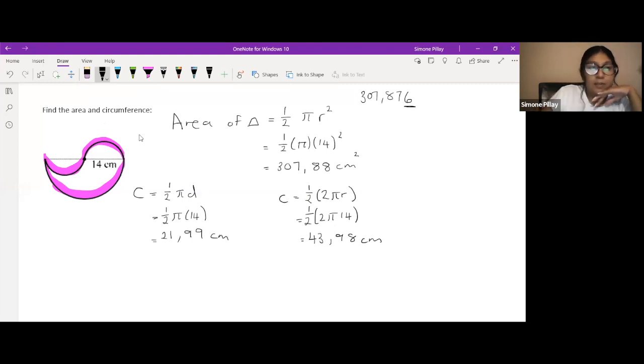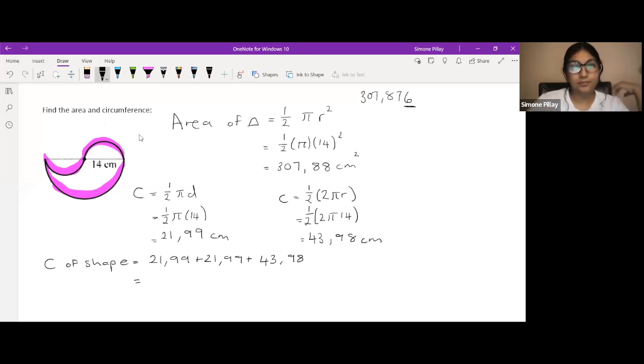Now if I'm going to say circumference of shape, that's my whole shape. What am I going to do? I'm going to take 21.99 plus 21.99 plus 43.98. Do you understand what I just did? Yes, ma'am. You're adding everything all up. Give me the answer, please. The answer is 395.84. Check again. We're adding everything. Your answer should be 80-something. Yeah, ma'am. I'm checking again.